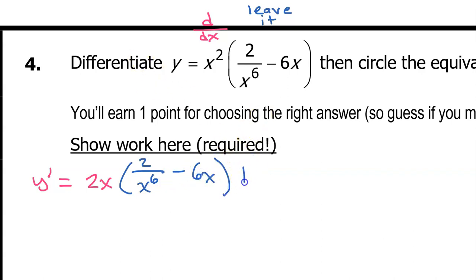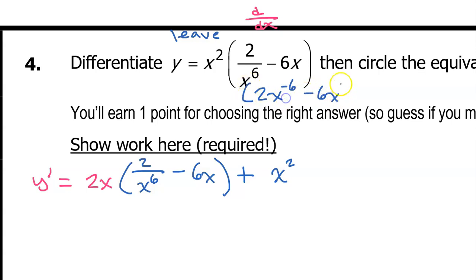And then you add, and now it's time for the second pass through. For the second pass, you do the derivative of the second factor, and you leave the first factor alone. So I'm leaving the first factor alone, that's x squared, and now I'm taking the derivative of the second factor. So as I do this, I'm going to look at this as 2x to the negative 6th power minus 6x. So I can more easily do the power rule.